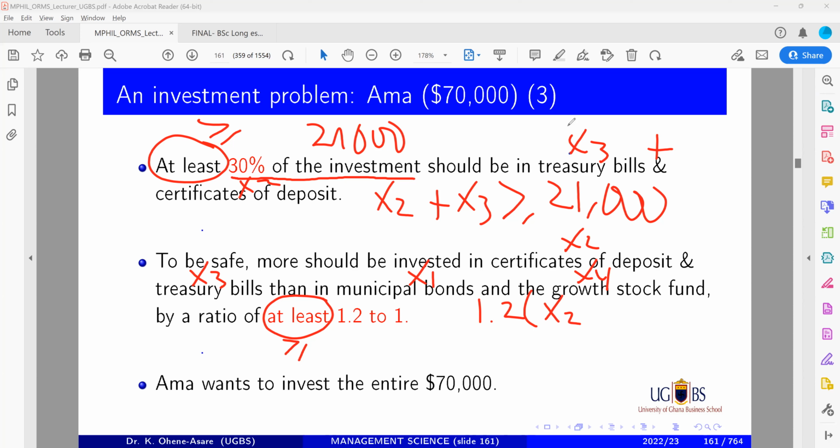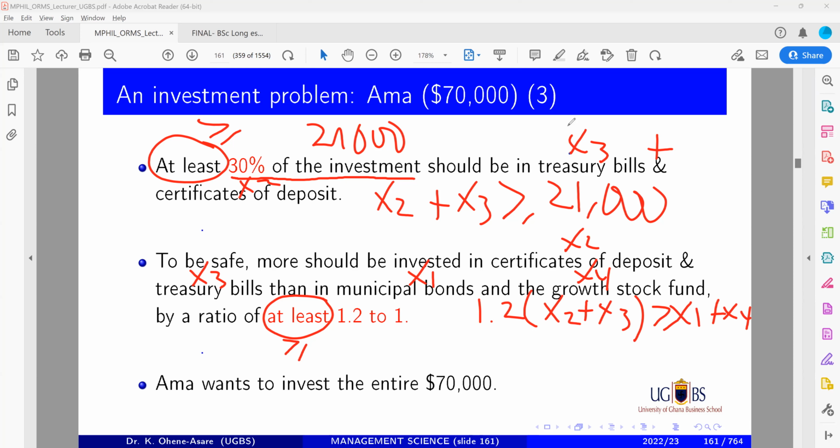Plus X3, brackets closed, is greater or equal to X1 plus X4. Okay. So yeah, this is what you would have written.